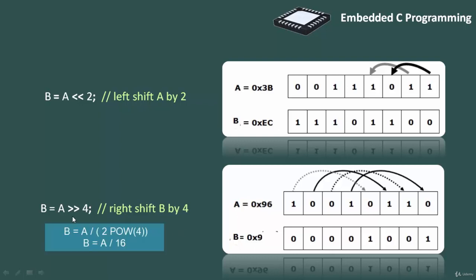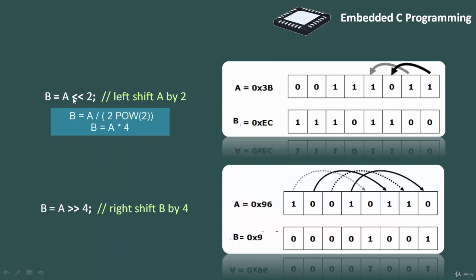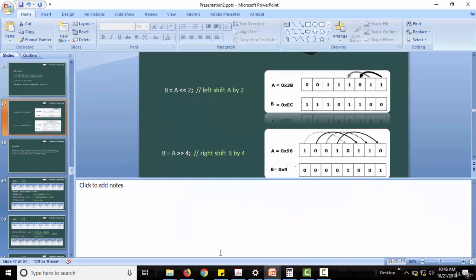Right shifting means you are dividing the number by 2 to the power of the number of bits, and the left shift operation means you are multiplying the number by 2 to the power of the number of bits. Okay, we can cross verify these statements. Since we are shifting the content of register A by 2 positions, that means we are multiplying the content of register A by 2 to the power 2, that means 4. We can easily verify these things.